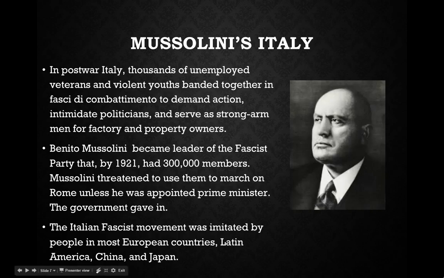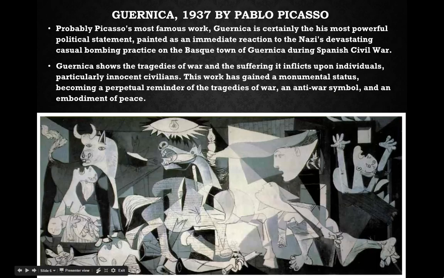And that brings us, not there, but to Guernica. And Guernica is probably Picasso's most famous work. It's definitely a very powerful political statement. Picasso painted this as an immediate reaction to the Nazis' devastating casual bombing practice on the Basque town of Guernica during the Spanish Civil War.